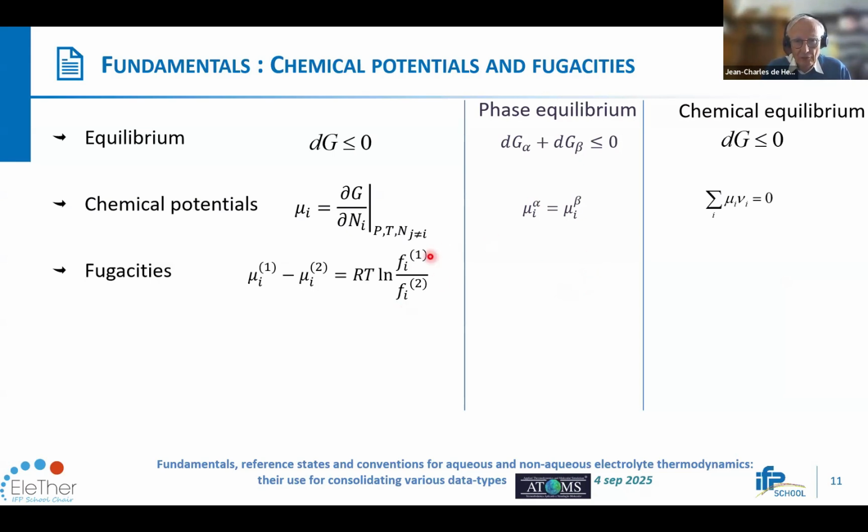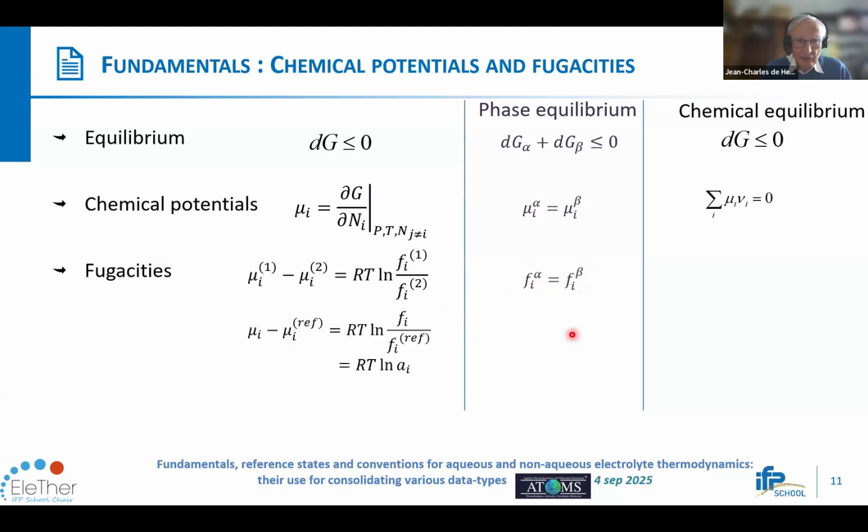So we prefer working with fugacities, and fugacities are related to chemical potential according to this rule here, where 1 and 2 point to different thermodynamic states. The only restriction to this rule is that 1 and 2 must be at the same temperature. And if we do that, we can state that the phase equilibrium is written this way.